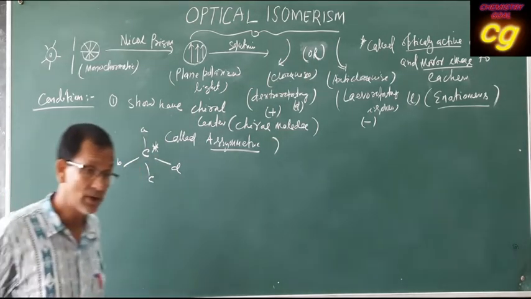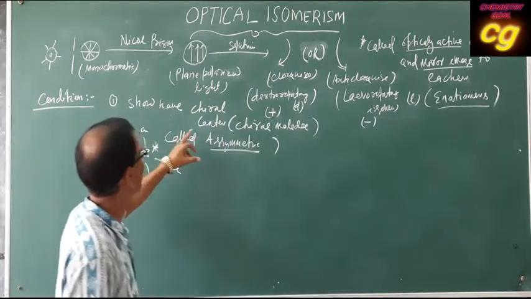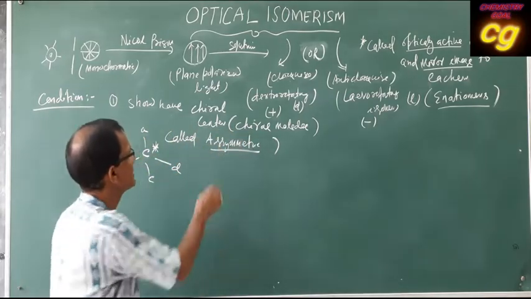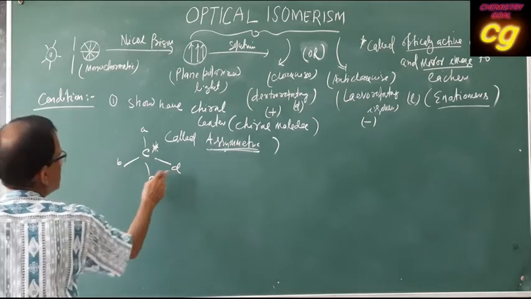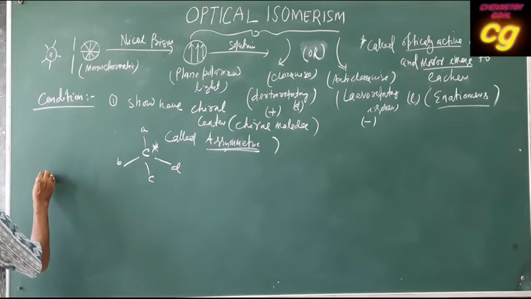If all the bonded atoms or groups are different, that is called a chiral center, and the molecule is called a chiral molecule. It is called asymmetric, meaning no symmetry is there. A, B, C, D, all are different. So this is the first important condition.